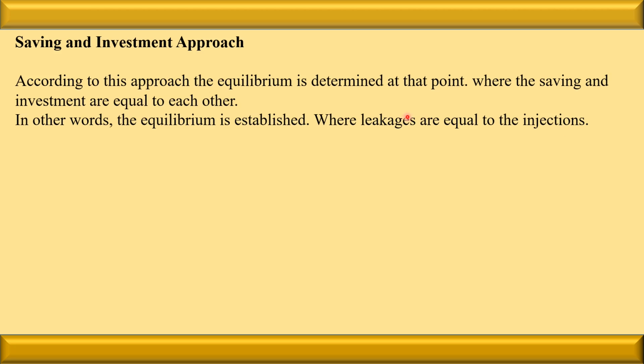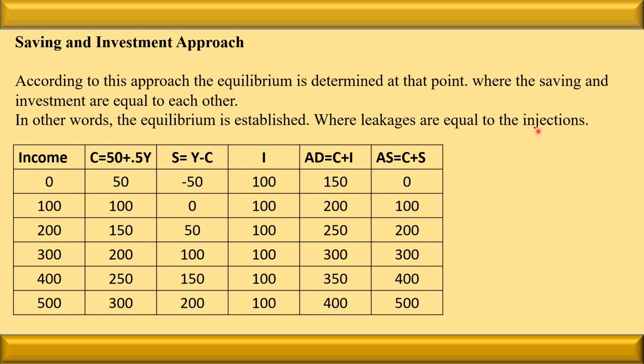Remember one thing, saving means leakage and investment means injections. So equilibrium will be established when the saving and investment, or leakage and injections, are equal. Try to see the same thing.